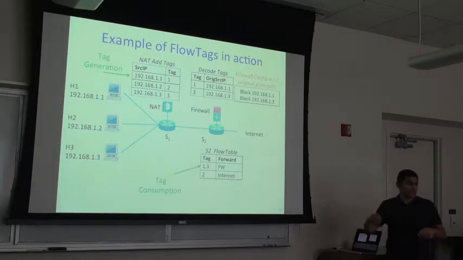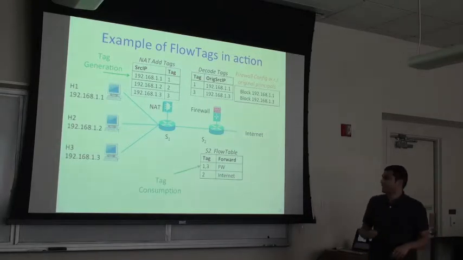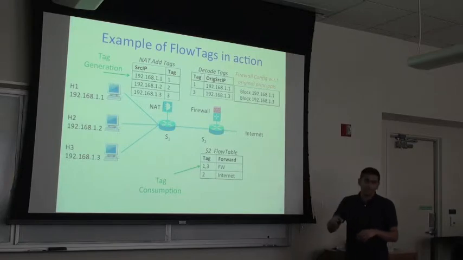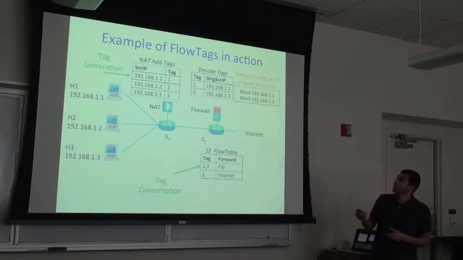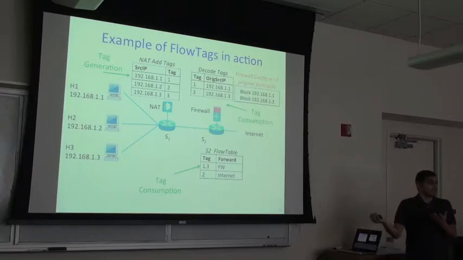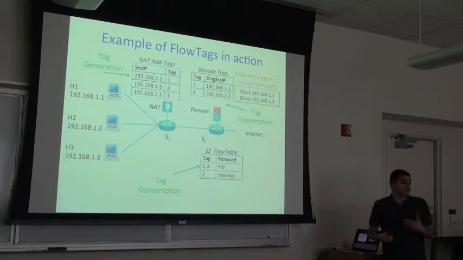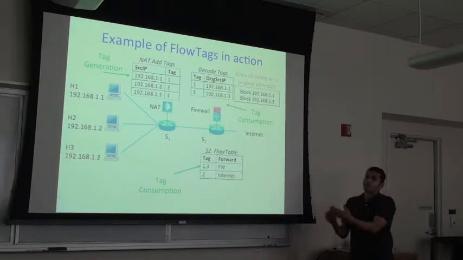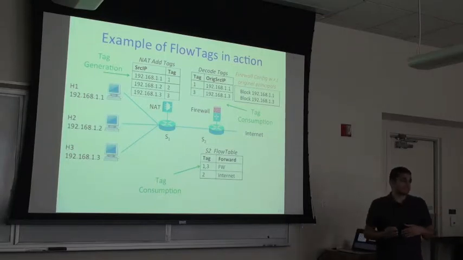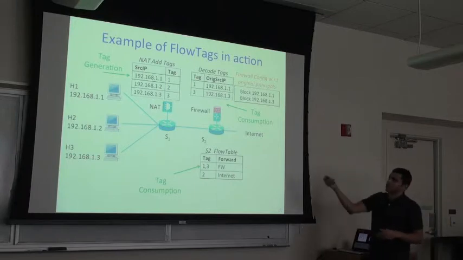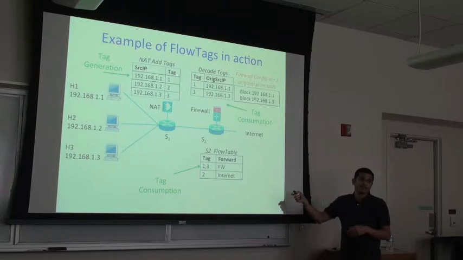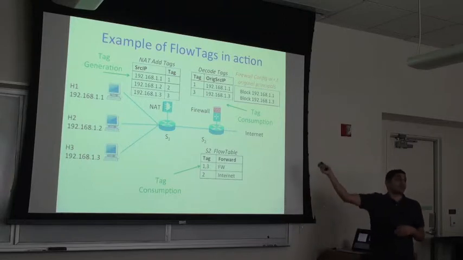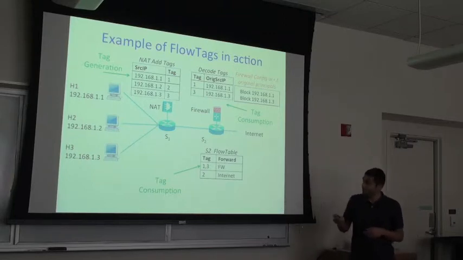The switch is going to be a consumer of these tags. It says, if I see tag 1, I need to forward. If I see tag 2, I need to just send it to the internet. And this action can be sent by the controller. And finally, the other middle box is a consumer as well. It needs to decode the tag back to the origin that sent this packet. So in some sense, switches are passive consumers of this tag, and middle boxes are both generators and consumers of this tag.